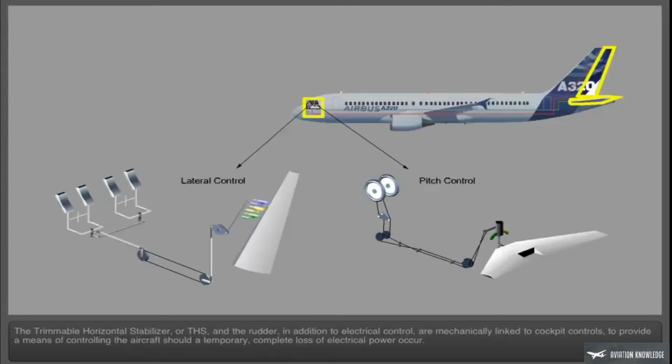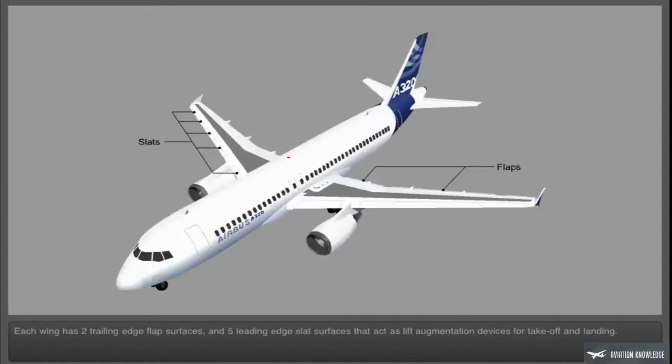The trimmable horizontal stabilizer, or THS, and the rudder, in addition to electrical control, are mechanically linked to cockpit controls to provide a means of controlling the aircraft should a temporary, complete loss of electrical power occur. Each wing has 2 trailing edge flap surfaces and 5 leading edge slat surfaces that act as lift augmentation devices for takeoff and landing.